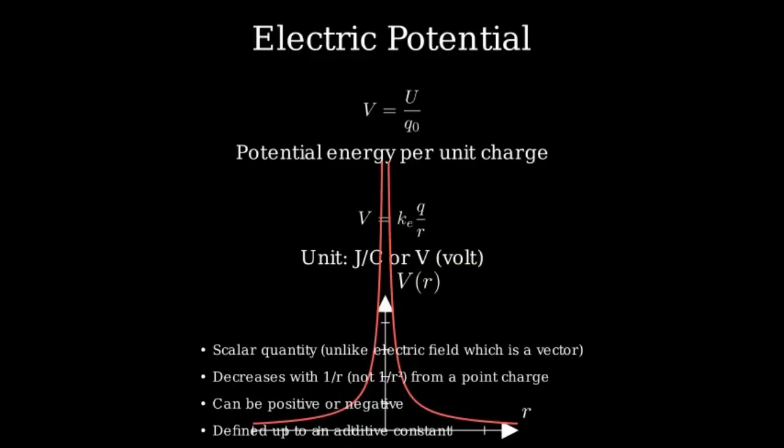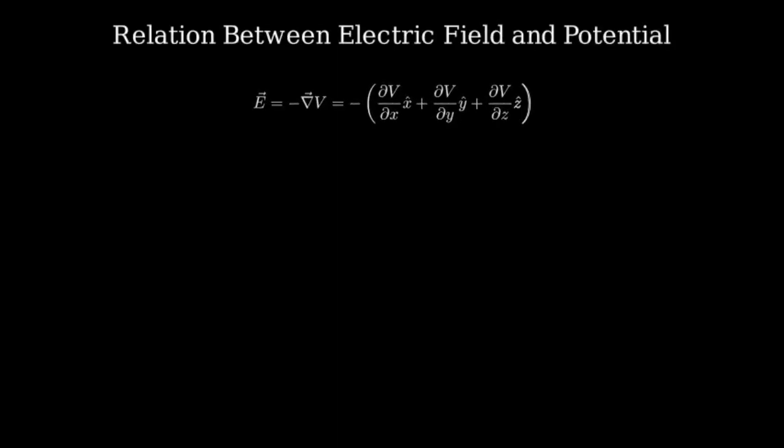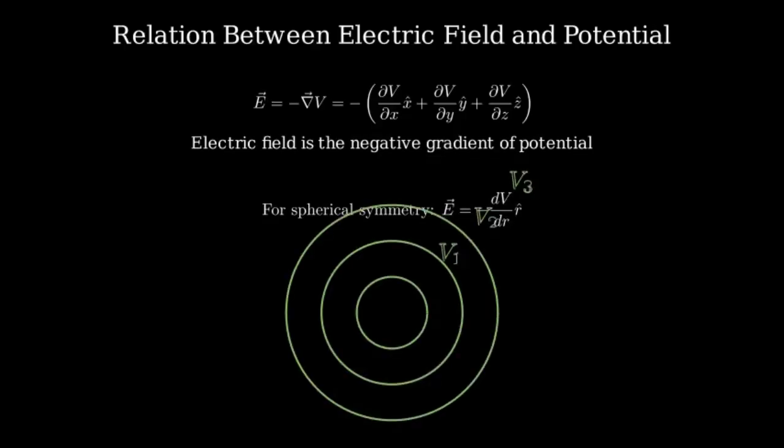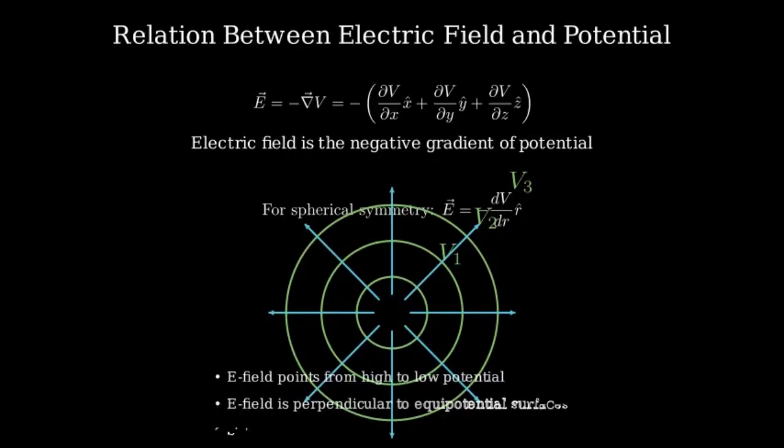Electric potential is a scalar quantity defined as the potential energy per unit charge. For a point charge, it equals Ke times Q divided by R. Unlike the electric field, which decreases as 1 over R squared, potential decreases as 1 over R. The unit of potential is joules per coulomb, or volts. Electric potential is a scalar, can be positive or negative, and is defined up to an additive constant.